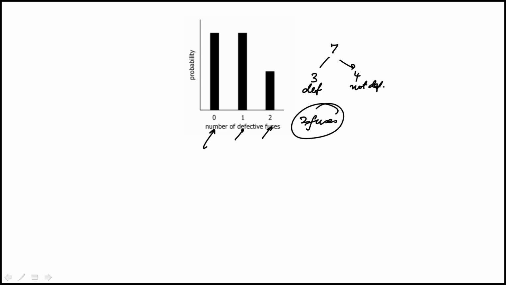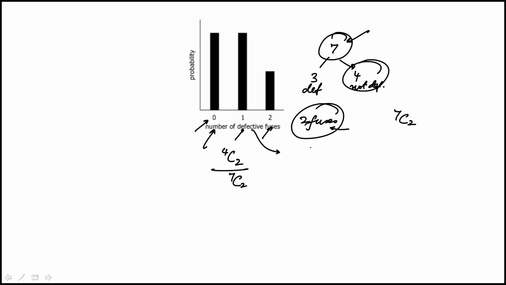Since we're selecting 2, our total number of cases would be all possible ways I can select 2 fuses out of 7. So this would be 7C2. That's our denominator for the probability. And we have 3 cases. If we have 0 defective fuses, then we would be selecting from that pool of 4. So that's 4C2 over 7C2.